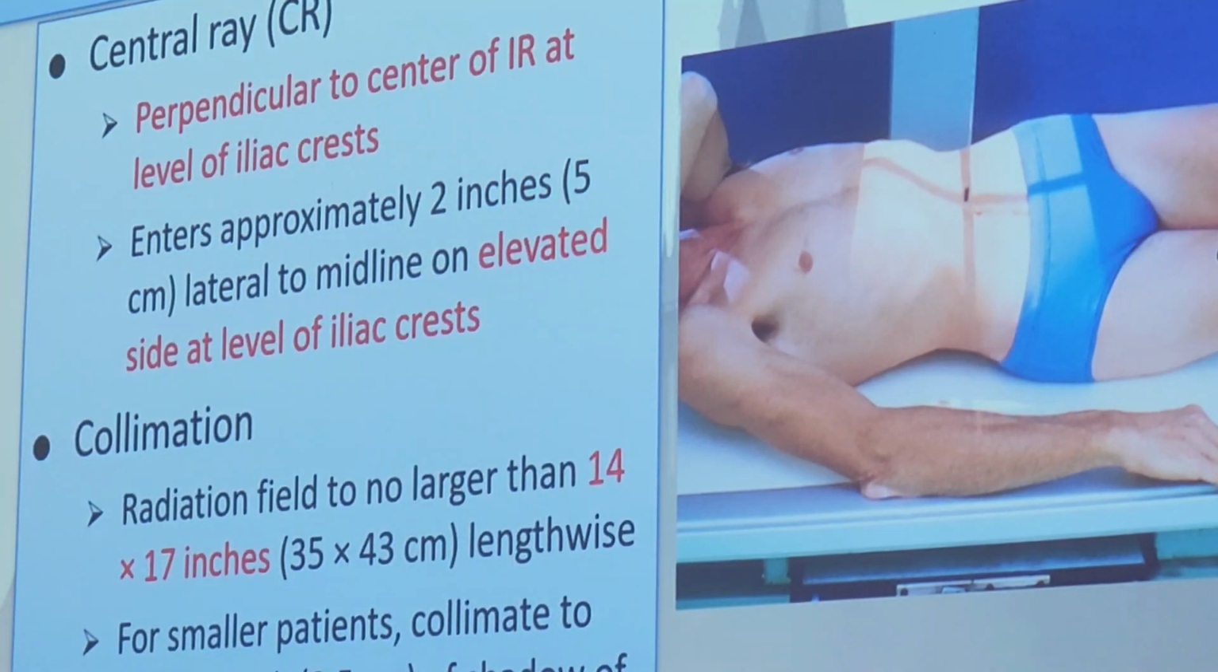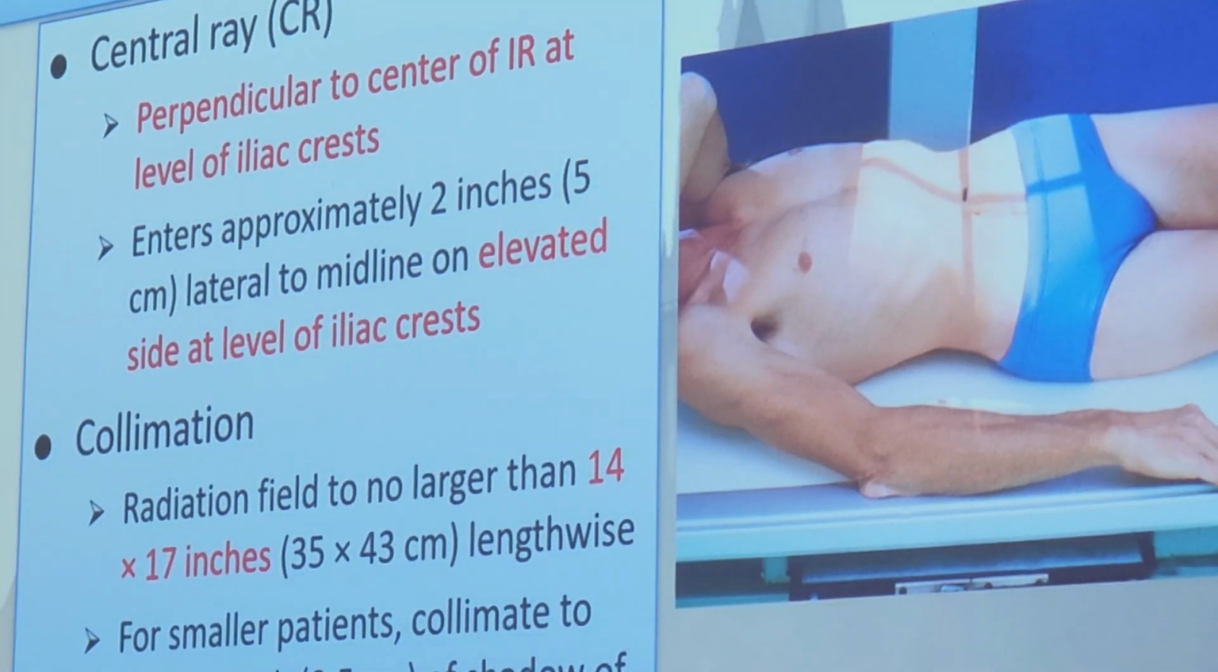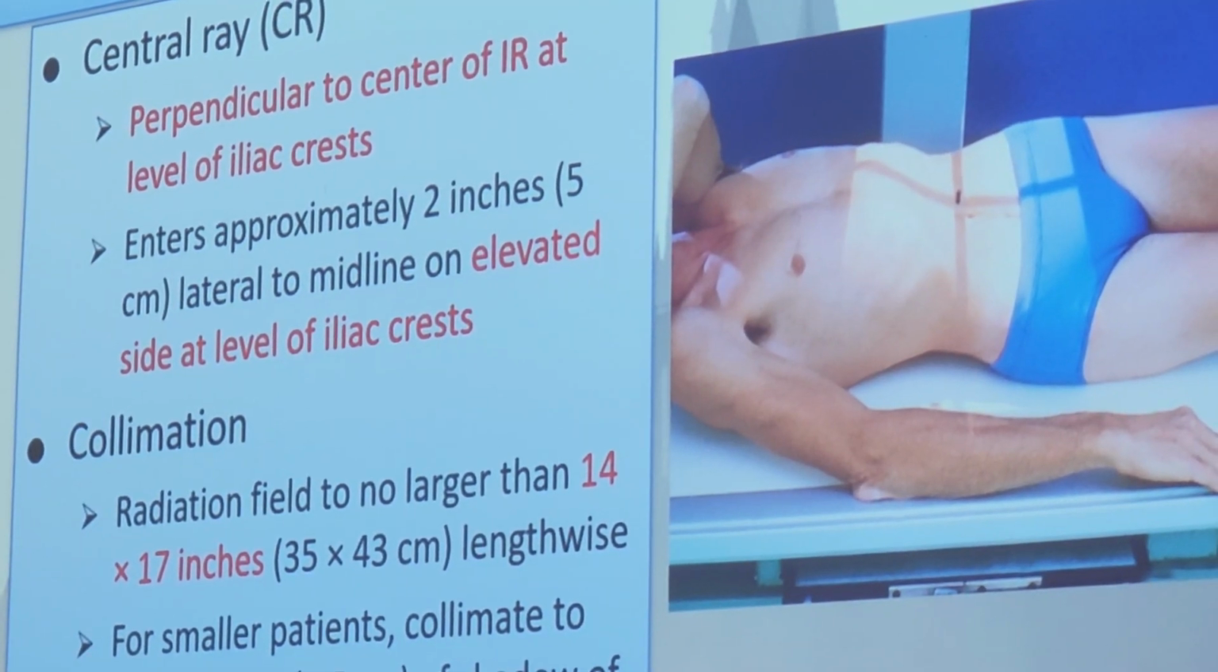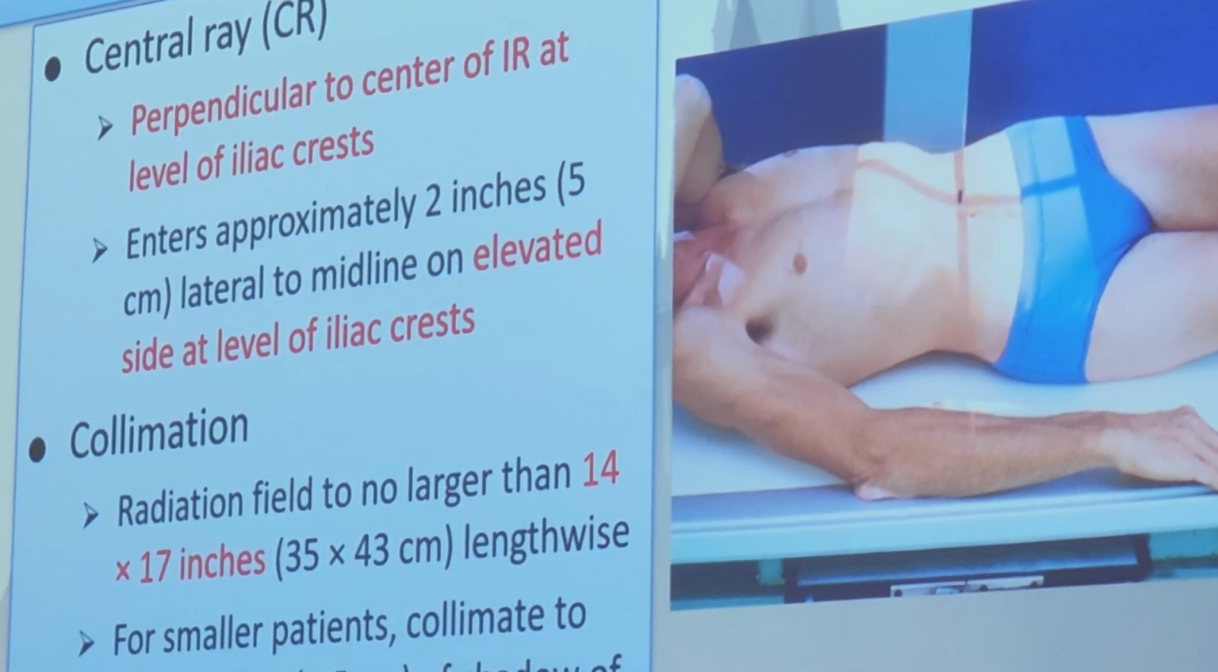As far as where we center, guys, a little bit different than what we're used to on obliques in this area, because people think about L-spine obliques. L-spine obliques we center above the crest. But for the urinary system obliques, we're going to center at the crest. So we're still going to be perpendicular and centered at the level of the iliac crest. We do center towards the elevated side because it's an oblique. Anytime you do an oblique, you center towards the elevated side. We're still using the 14x17 cassette.